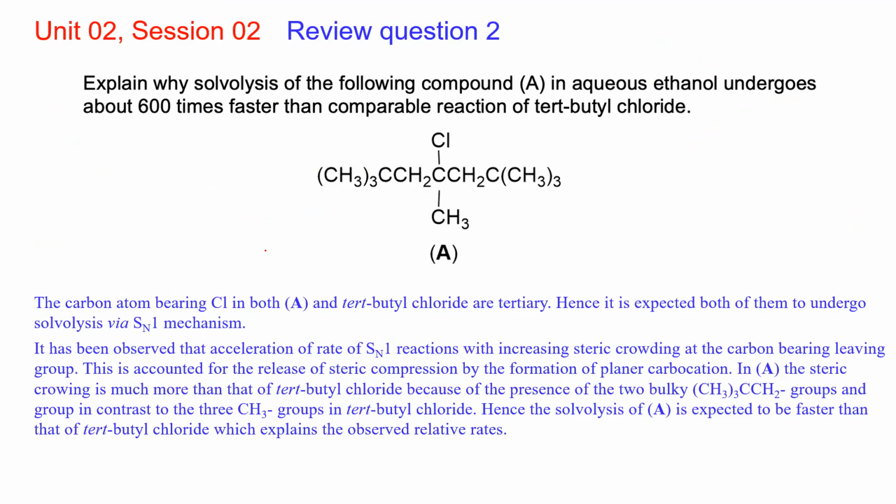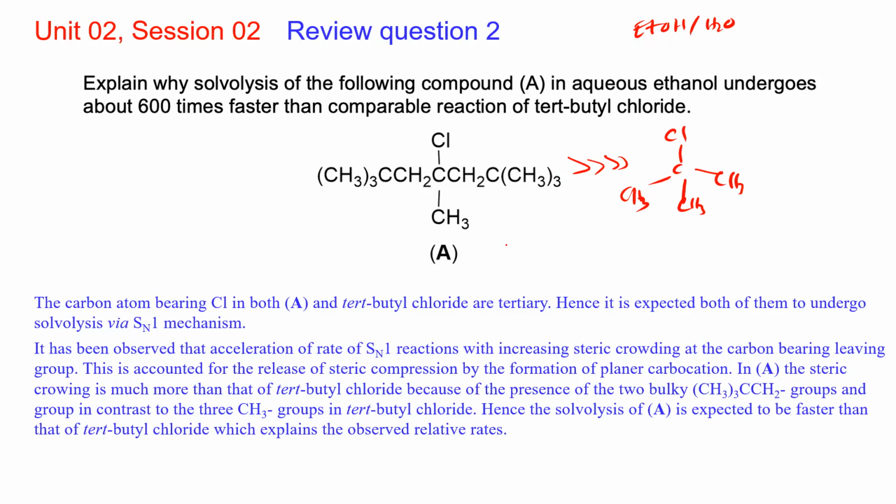So it's asking, explain why solvolysis or hydrolysis of the following compound A in aqueous ethanol, that means you have ethanol and water together, undergoes about 600 times faster than the comparable reaction of tertiary butyl chloride. So the tertiary butyl chloride is this. So they say this reaction is much faster.